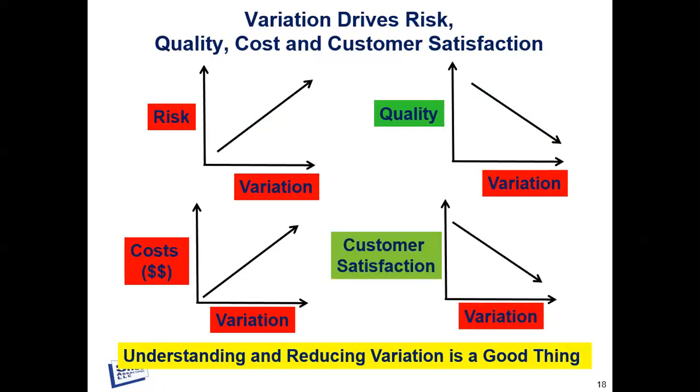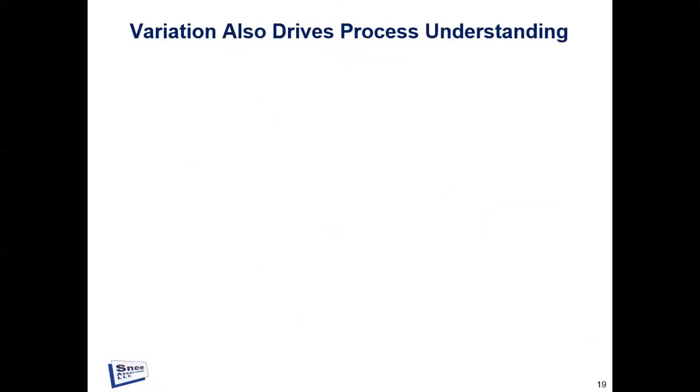So you can see that variation is a key driver of the things that we worry about a lot: risk, quality, cost, customer satisfaction. So our objective, what we want, is low variation. That low variation is going to give us low risk. It's going to give us high quality. It's going to give us low cost, and it's going to give us high customer satisfaction. So the bottom line is that understanding and reducing variation is a good thing.